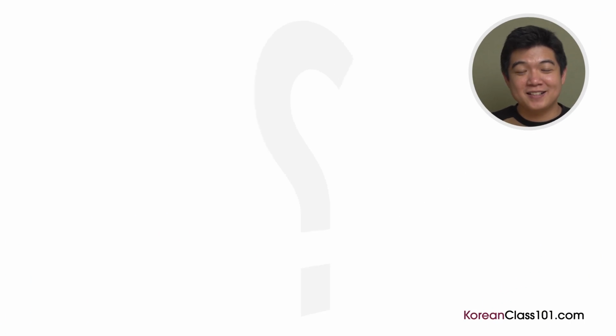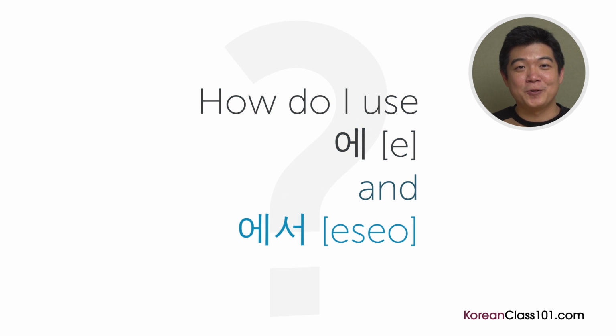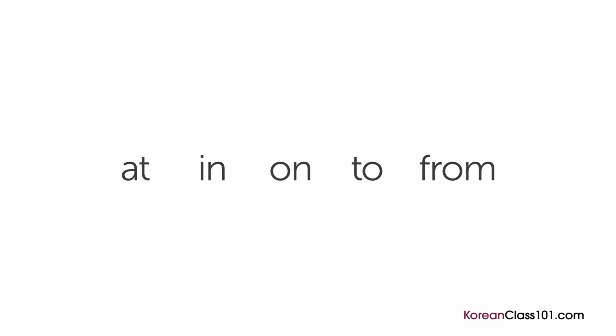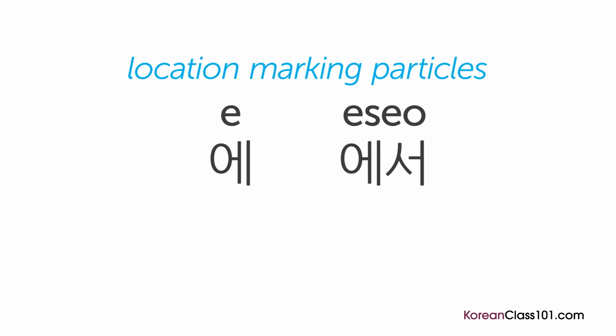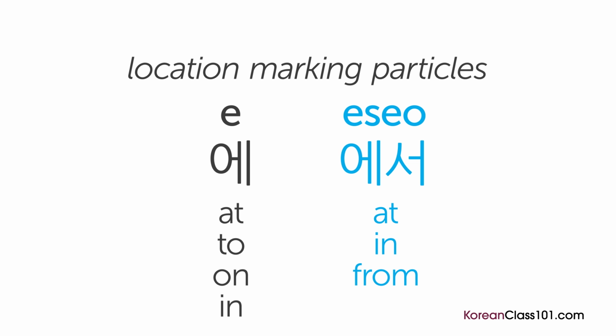The question for this lesson is, how do I use 에 and 에서? In English, you use words such as at, in, on, to, and from to talk about location. In Korean, you need location marking particles when giving directions or talking about where something is. The particle 에 can be translated as at, to, on, or in, depending on the context. The particle 에서 can also mean at, in, or from, and marks where an action is performed or a temporary point of departure. Let's do some examples so you can learn how to use 에 and 에서 correctly.